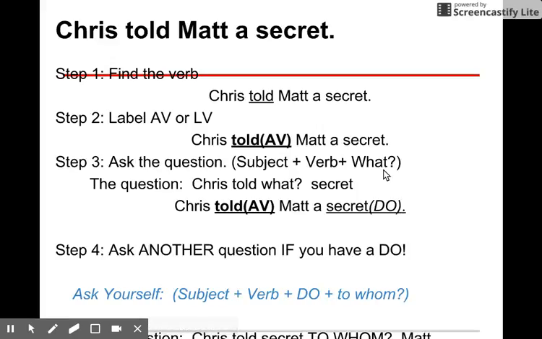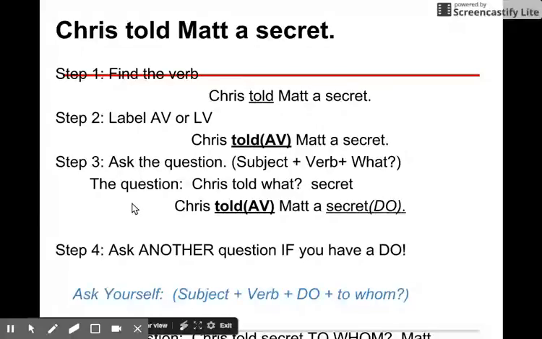So we're going to take everything in here. So the subject was Chris. The verb was told, and what? Chris told what? Secret. Chris told Matt a secret. Secret is our direct object because we have an action verb.